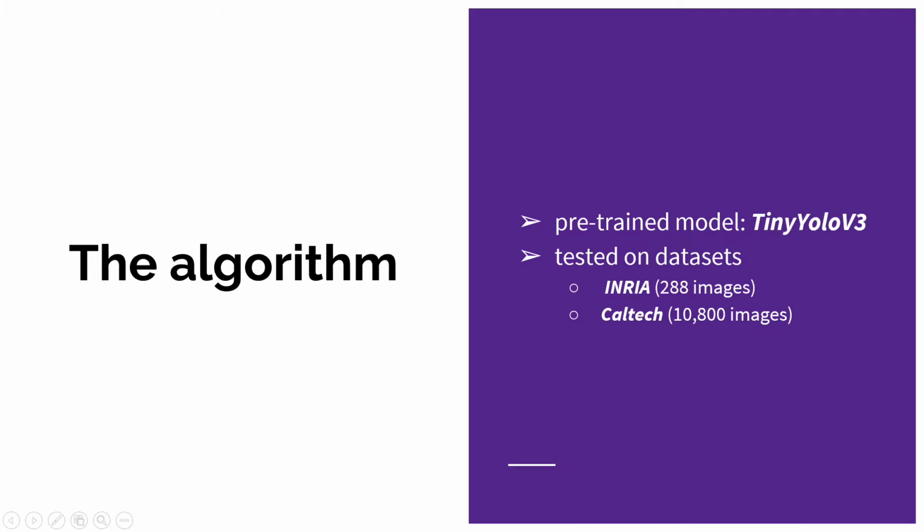The algorithm we have used is the Tiny YOLO version 3. It's a pre-trained model and we have tested it on two different datasets. On the INRIA dataset, which contains 288 images, and on the Caltech dataset, which is a much larger dataset containing over 10,000, almost 11,000 images.